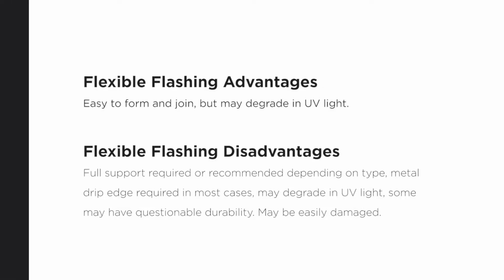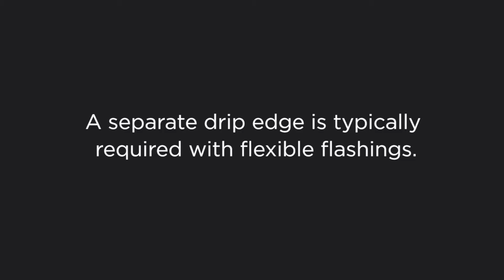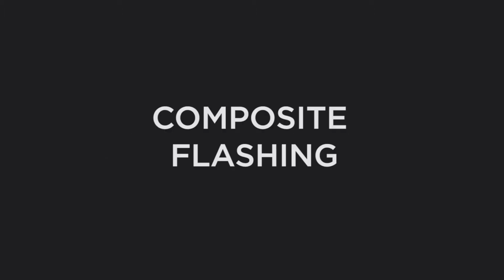Flexible flashings are generally easy to form and join, but may degrade in ultraviolet light. They require full support across cavities and voids, and may be easily damaged. A separate drip edge is typically required with flexible flashings.